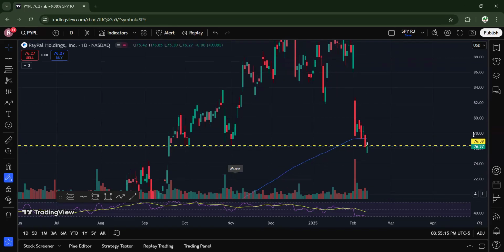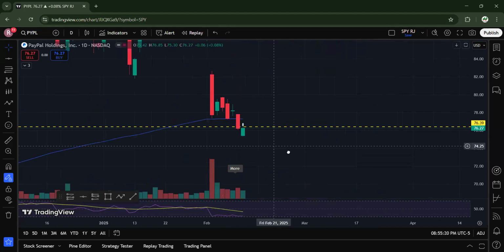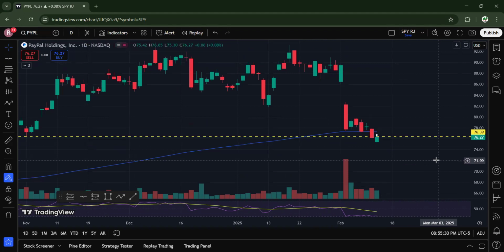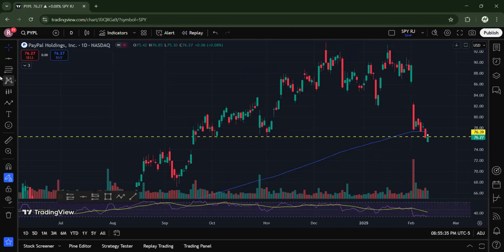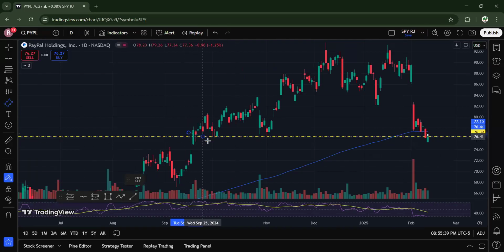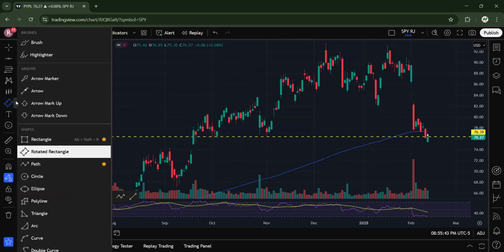So we know PayPal is near a level. Couldn't quite close above it today. But if it regains it, this could be a decent play to get into, right? Because you're just playing the bounce here. Oh, I don't know what that was. Let's see.